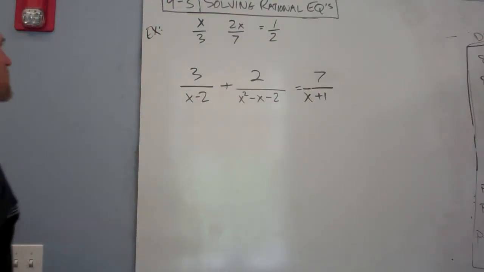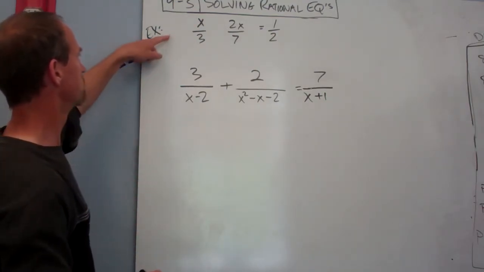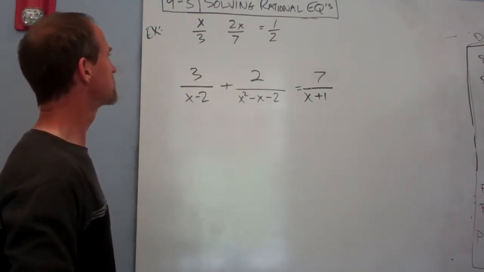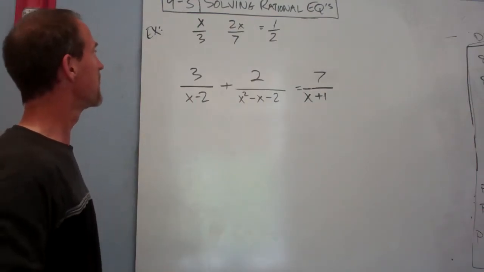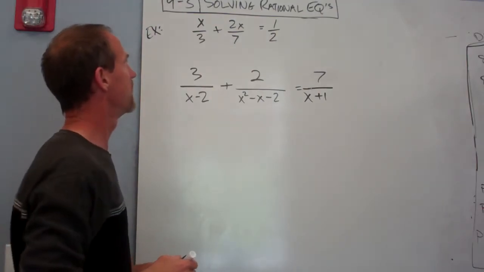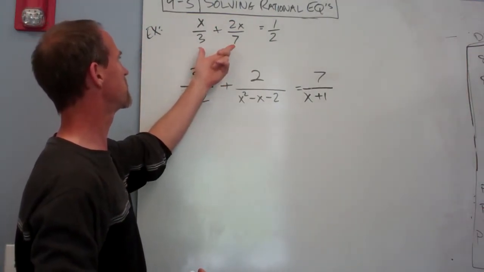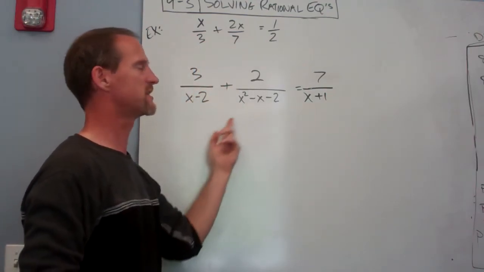Okay, we're at 9-3, solving rational equations. I've got two examples, one simple, one a little bit more complex, similar to what I expect you to be able to do. It's not really that hard. I guess we need a plus sign right there. It's not that hard if you understand the basic rules of fractions, then apply that concept to things like variables.